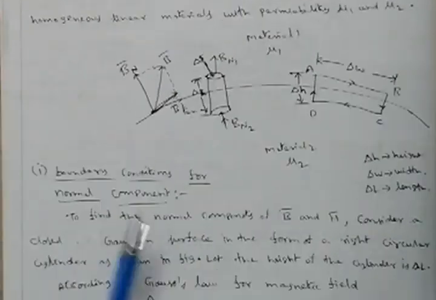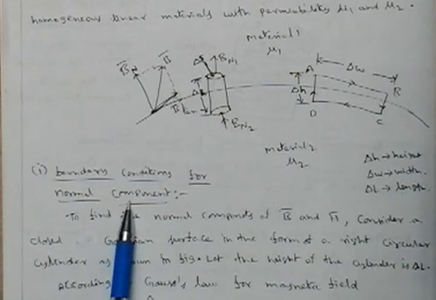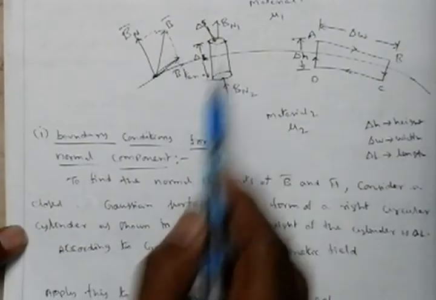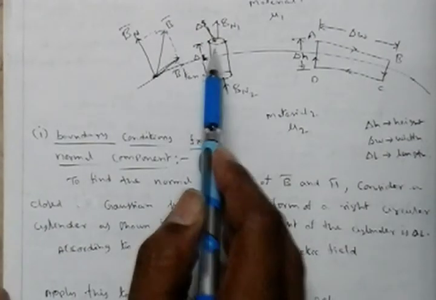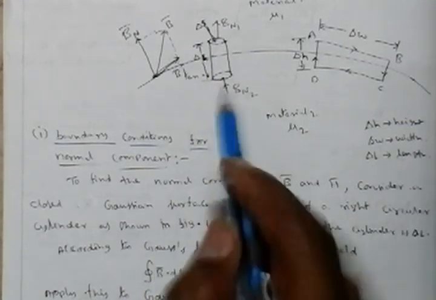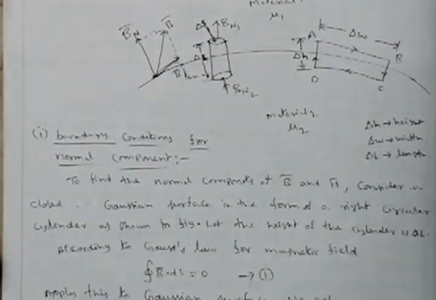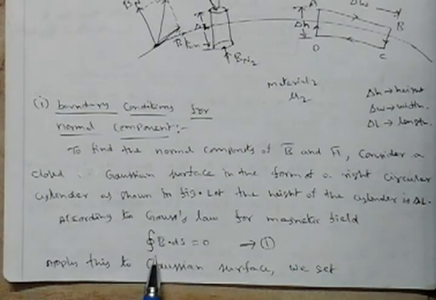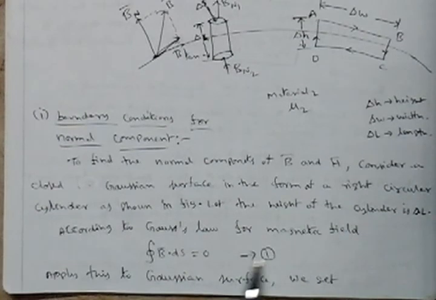Now let's see the boundary conditions for the normal component. Normal means the perpendicular component. To analyze this perpendicular component we need to consider a closed cylindrical shape, which is called a Gaussian surface. As per Gauss law for a magnetic field, the surface integral of B bar dot ds must be equal to 0.